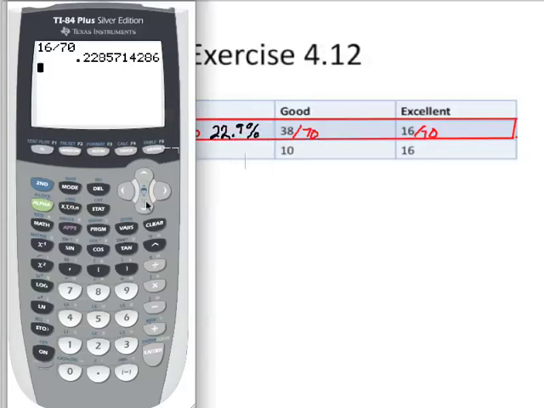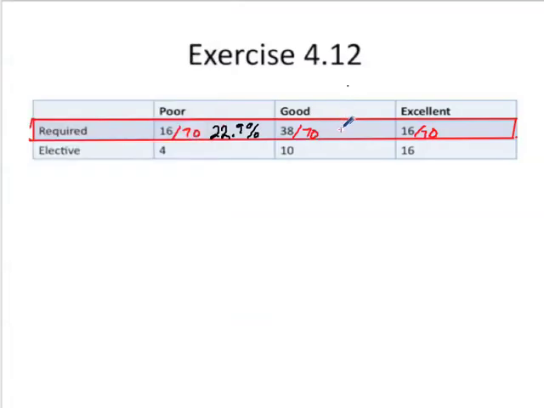And then if we take 38 70ths, we get basically 54.3%, okay? So in here it's 54.3%, and then again we're going to have another 22.9%, okay? So that's telling me, given that the course was required, what percentage of the students found it poor, good, or excellent? Okay.